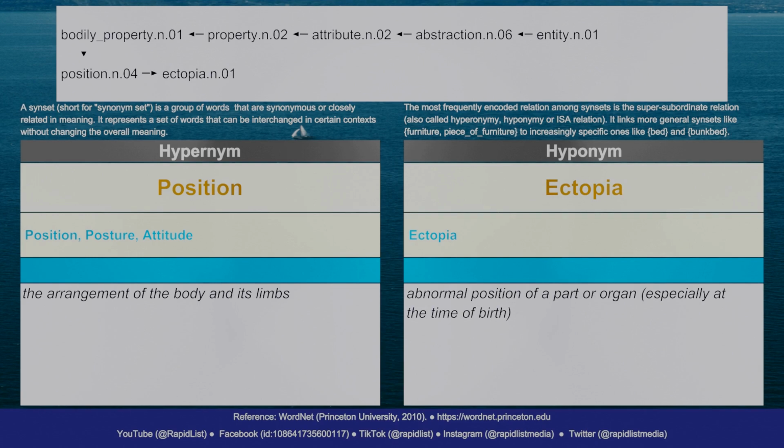Ectopia. Abnormal position of a part or organ, especially at the time of birth. Eversion. The position of being turned outward. The eversion of the foot. Guard. A posture of defense in boxing or fencing. Keep your guard up.